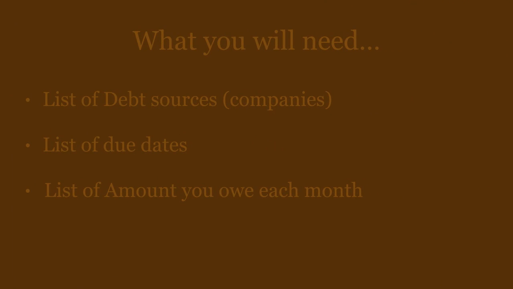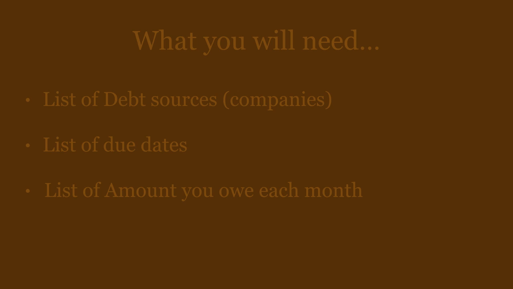Pretty simple. So what we're going to need to do that is a list of your debt sources. So the companies that you owe, and be very specific, because you don't want to just put credit card company. American Express, or something like that. It needs to be very specific. Put American Express if that is the name of the company that you owe, because if somebody comes in to pay your bills and they don't know who to pay, they can't pay it. So you want to be very specific.